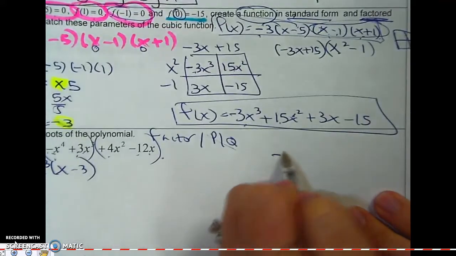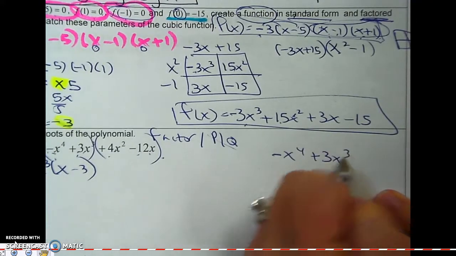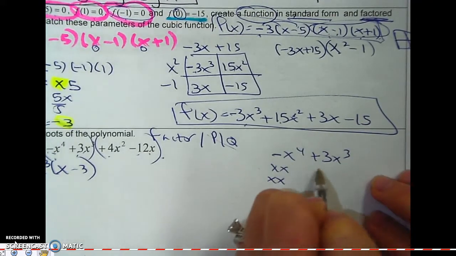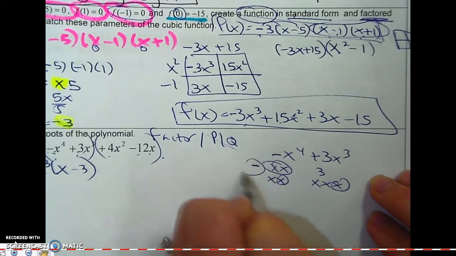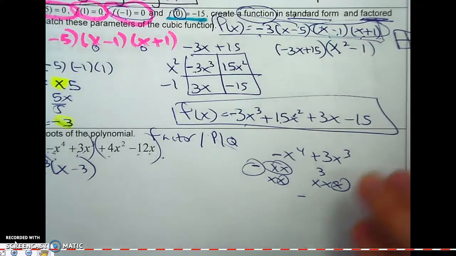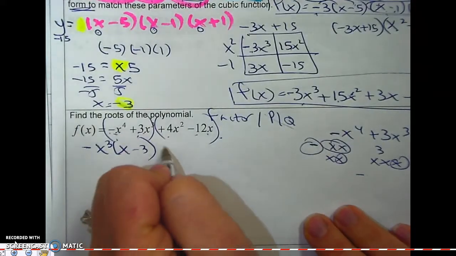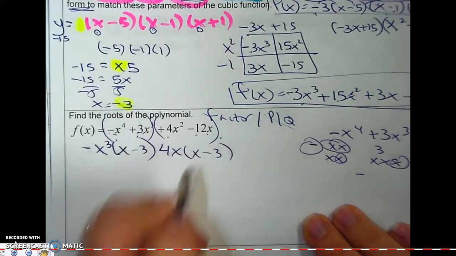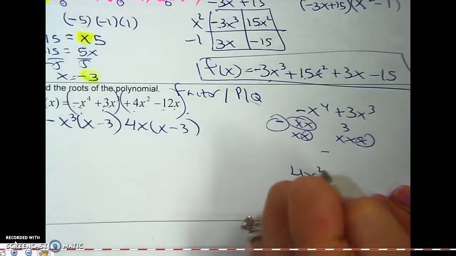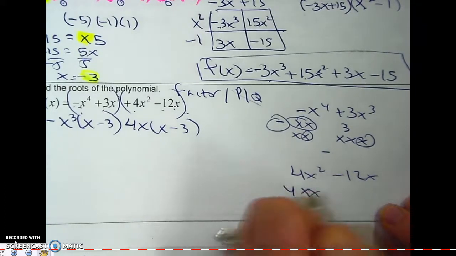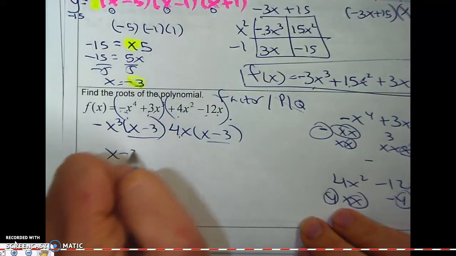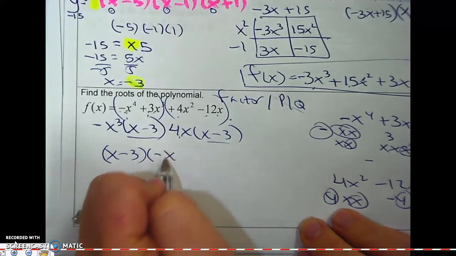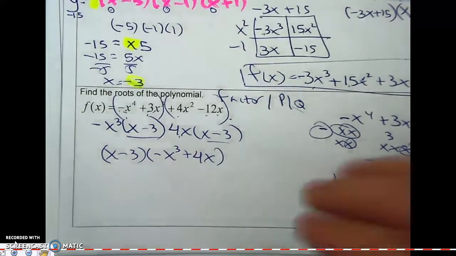Let me show you my work over here. If you're struggling with the GCF, 1, 2, 3, 4 x's, 1, 2, 3. I took out 3 of the x's. I took out that negative, so then that became a negative. Now come over here, 4x, x minus 3. I'll show the work over here, 4x squared minus 12x, 4x times x, negative 4 times 3x, x4, x4. That's how I took that out. There's my match, x minus 3, and then I'm left with negative x cubed plus 4x.